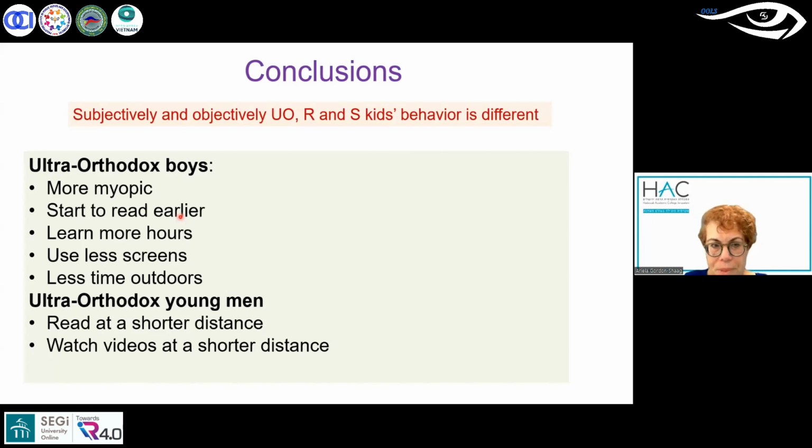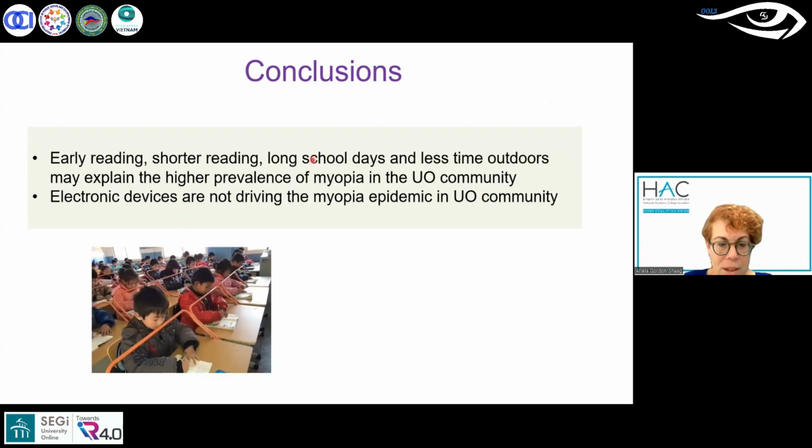So what are our conclusions? First of all, subjectively and objectively, the ultra-Orthodox, religious, and secular kids have different behavior. The ultra-Orthodox boys are more myopic, start to read earlier, learn more hours during the day in school, use less screens, and spend less time outdoors. The ultra-Orthodox young men read at a shorter distance, and they also watch videos at a shorter distance. So it seems like, at least in Israel, early reading, shorter reading distances, longer school days, and less time outdoors may explain the higher prevalence of myopia in the ultra-Orthodox Jewish community. But electronic devices are not driving the myopia epidemic in this community.